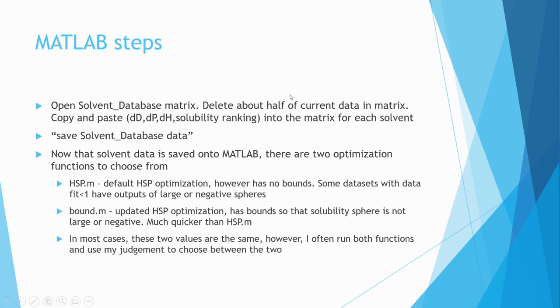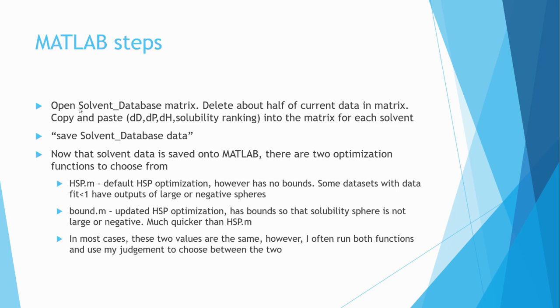So these are just the steps that I usually follow when I am using the Matlab algorithm. First I will open the solvent database matrix and delete about half of the current data in the matrix, just in case my new data has a few less solvents. And then I copy and paste the new data over that old data, and then type in save solvent database data, and that just allows the solvent database to be used in the algorithm itself.